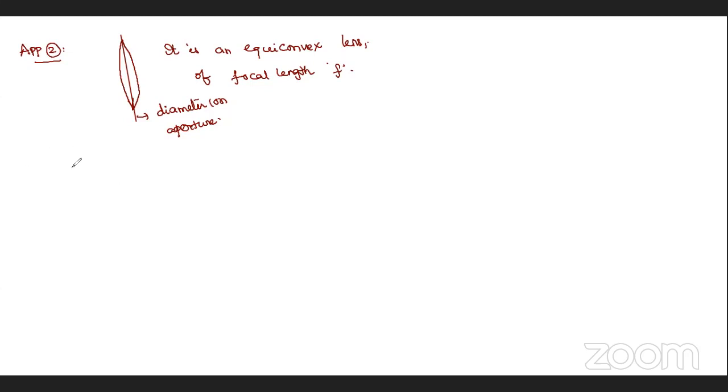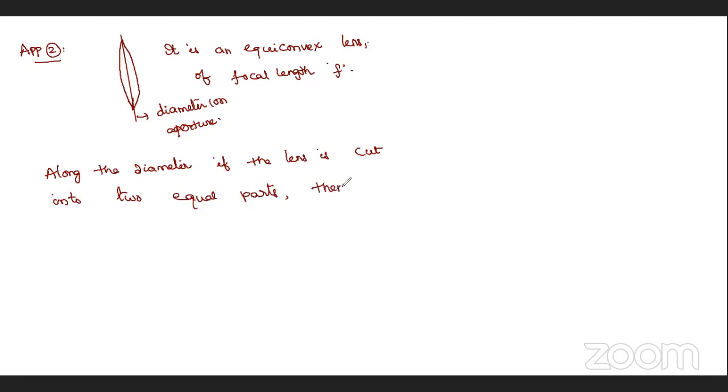Now the question is: along the diameter, if the lens is cut into two equal parts, then the focal length of each equals how much? If I ask, what do you say for this question, madam?